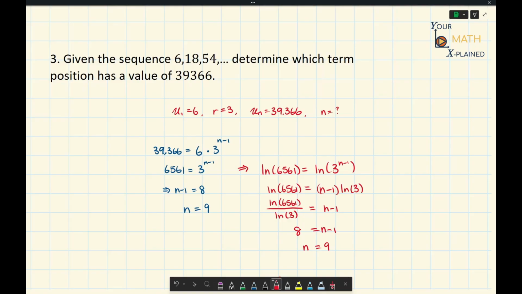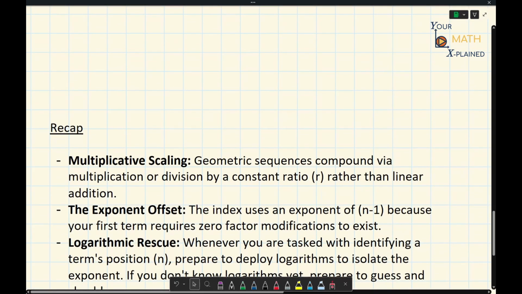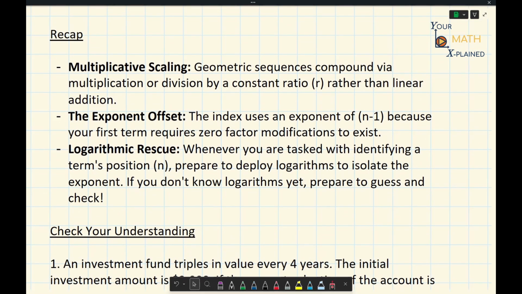And now let's do a quick recap of what we covered in this video. We saw that for geometric sequences, we're multiplying by a constant ratio r to get from one term to the next, instead of adding. And just like in arithmetic sequences, there is this offset of 1 between the index and the power, and this is because the first term doesn't require us to multiply by the common ratio. And lastly, whenever you're tasked with identifying a term's position, or in other words, solving for n, prepare to use log to isolate the exponent. But if you haven't learned logs yet, then your only option is going to be guess and check.